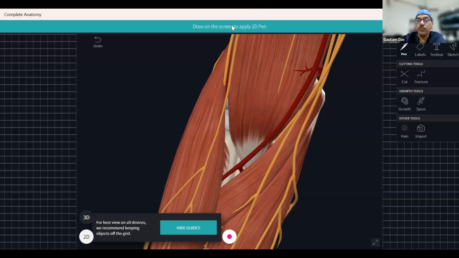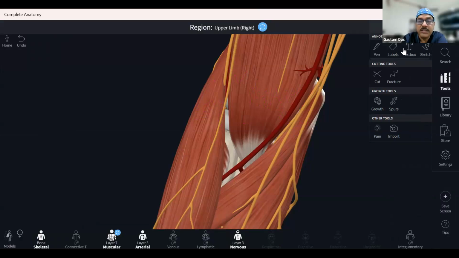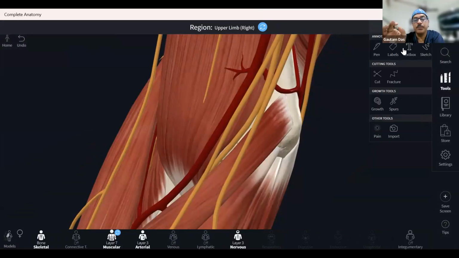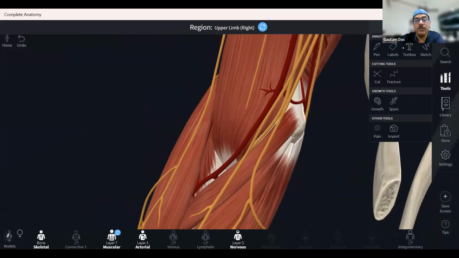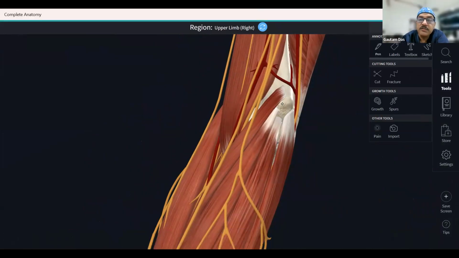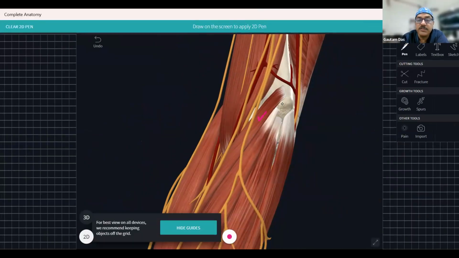Now, let me go to the medial side. So now if I'm going to the medial side, very important is here, this common flexor tendon. From this, 5 muscles are getting attached. So what are those 5 muscles? On the top, the most superficial, just medial to the brachialis muscle, is your pronator teres. This muscle is your pronator teres.